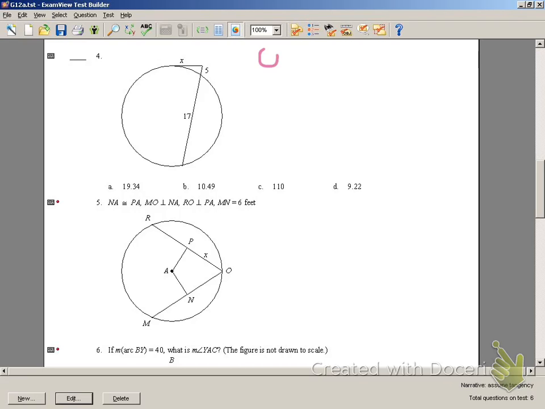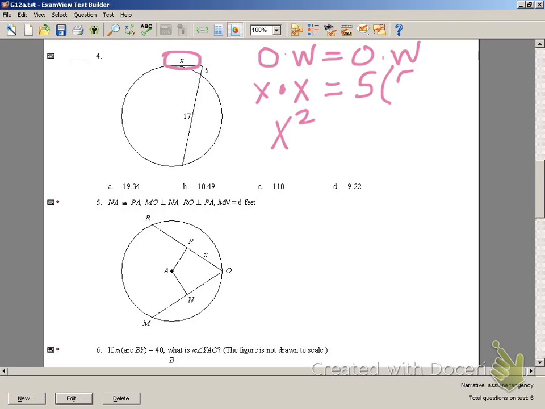Outside times the whole. So we can say O times W equals O times W. The outside piece times the whole piece. If it's a tangent, I'm going to square it. That's essentially what I'm doing. Equals the outside times the whole. So I have to add 5 and 17. So then x squared equals 5 times 22, or x squared equals 110.